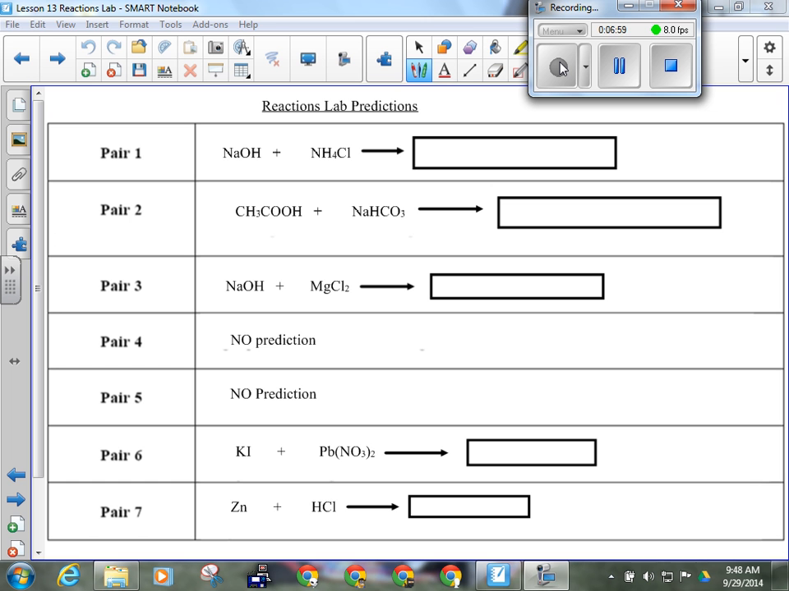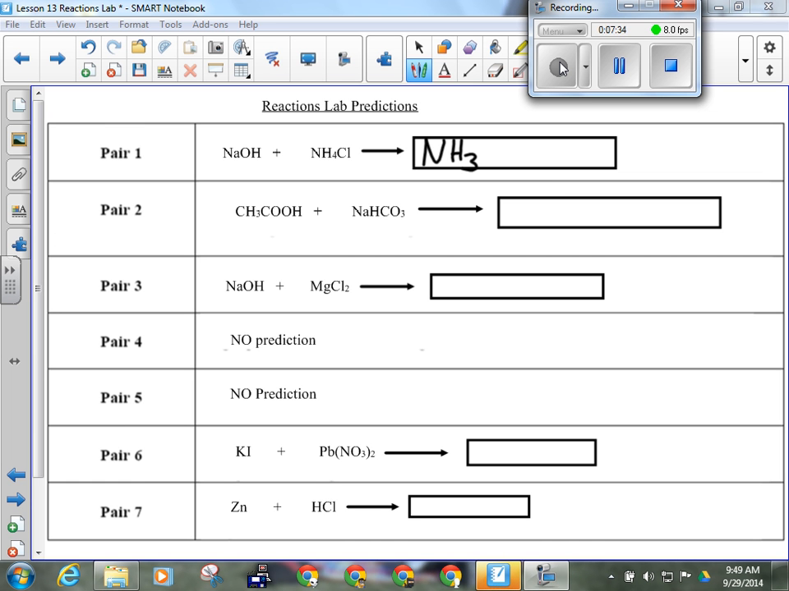A couple of hints for you in terms of the reactions. Pair number 1 had a very strong smell. That smell is basically like Windex and industrial cleaners and things like that. That gas is ammonia, NH3. One of the products of that reaction is NH3. You have to figure out what the other products are. It is still essentially a double replacement reaction. Yes, there's a gas produced, but there are 2 other products.